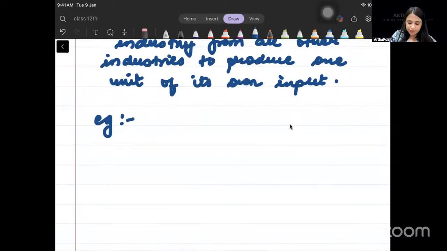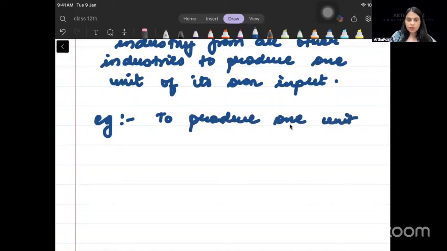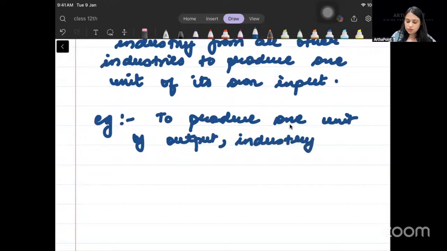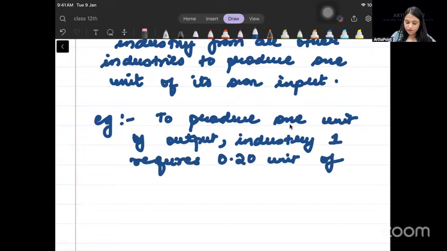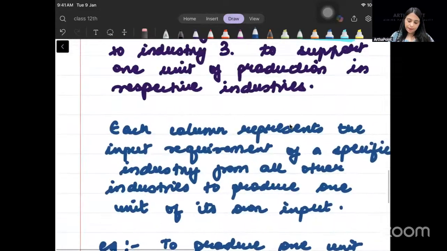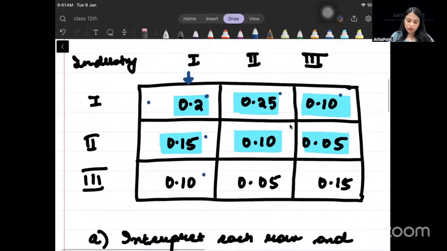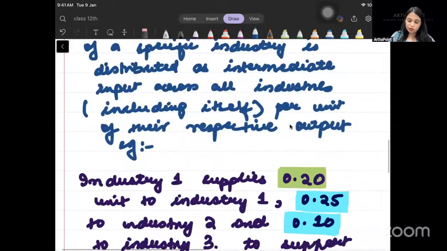तो इसका भी हम एक एग्जाम्पल यहाँ पे दे देंगे। We'll give one example. So example, to produce 1 unit of output, industry 1 requires 0.2 unit of own output, then 0.15 unit of industry 2's output, and 0.10 unit of industry 3's output.